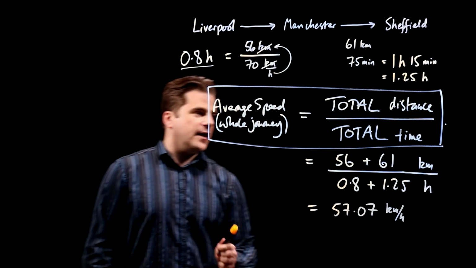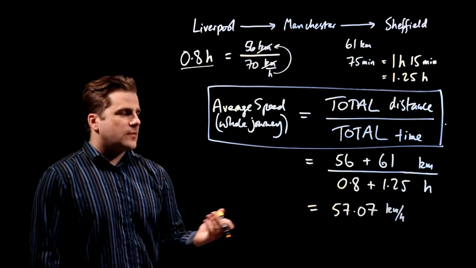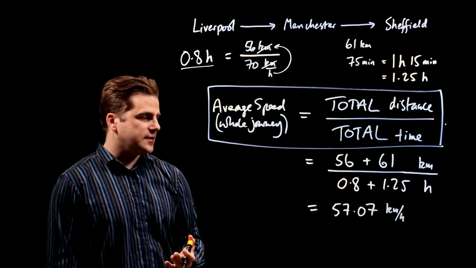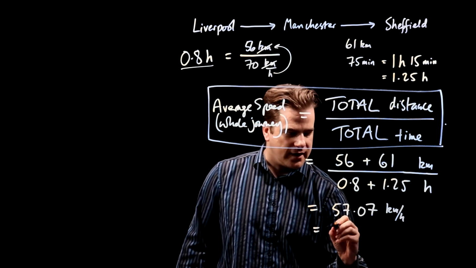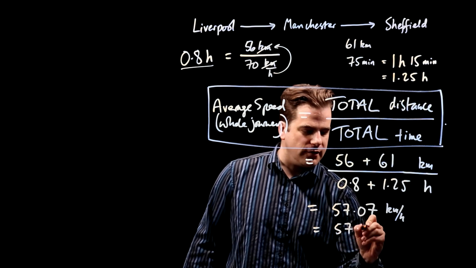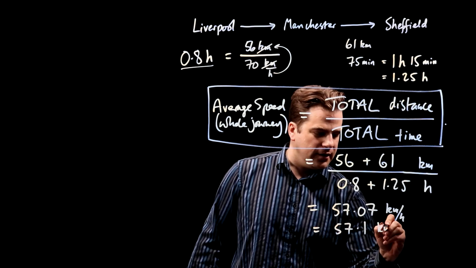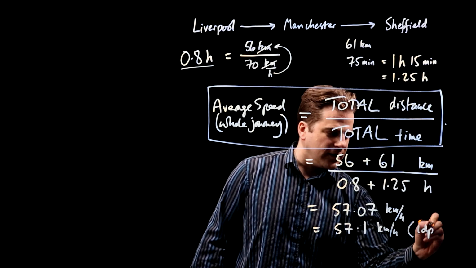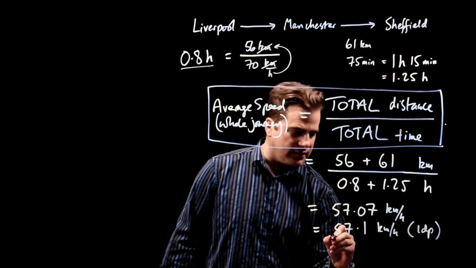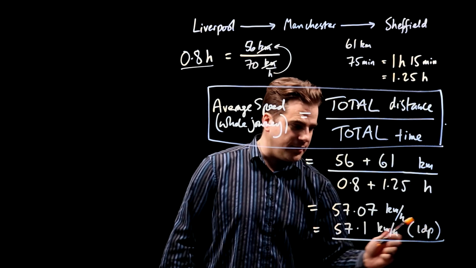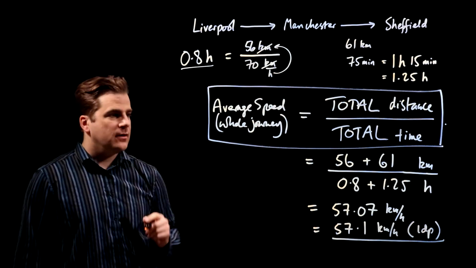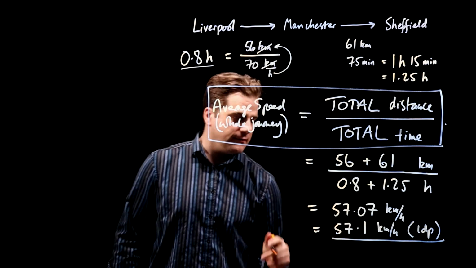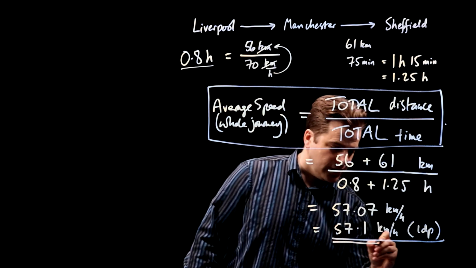Are we going to leave it like that? Let's go to 1 decimal place. That just feels a bit more sensible for this question. Okay, so that's 57.1 kilometres per hour to 1 decimal place. And that's how you should present your answer. Write 1 dp in brackets. Okay, so that's it. That is the average speed for the whole journey.